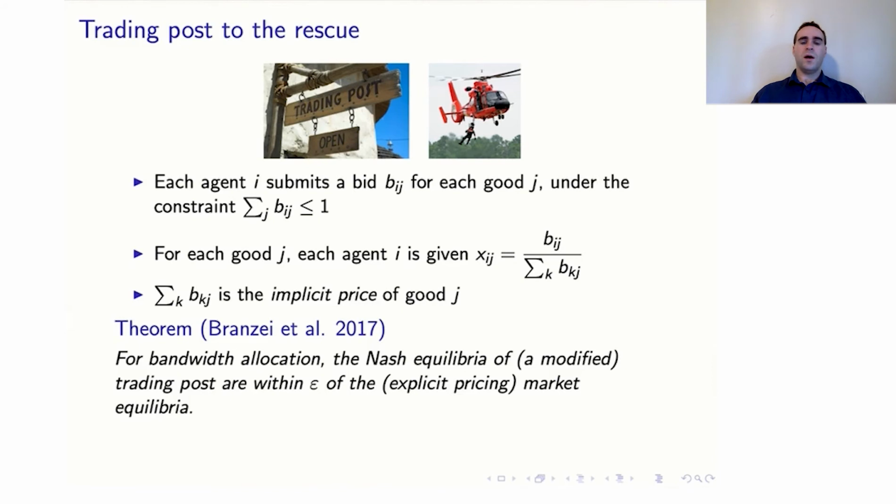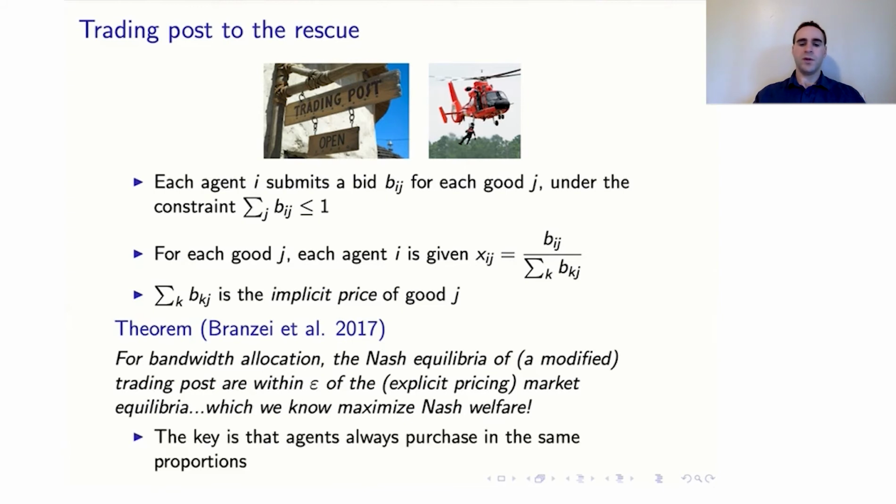Okay. And so there's a theorem from a different paper back in 2017 that basically says that in this bandwidth allocation setting, they use a slightly modified version of the trading post mechanism such that the Nash equilibria are all within epsilon of the competitive equilibrium from equal incomes. I'm kind of rephrasing the result in our terminology for this talk. That's essentially what it does. So that's pretty cool, and we know that the competitive equilibrium from equal incomes, or what I'm calling the explicit pricing market equilibria, we know that those maximize Nash welfare, so everything is great.